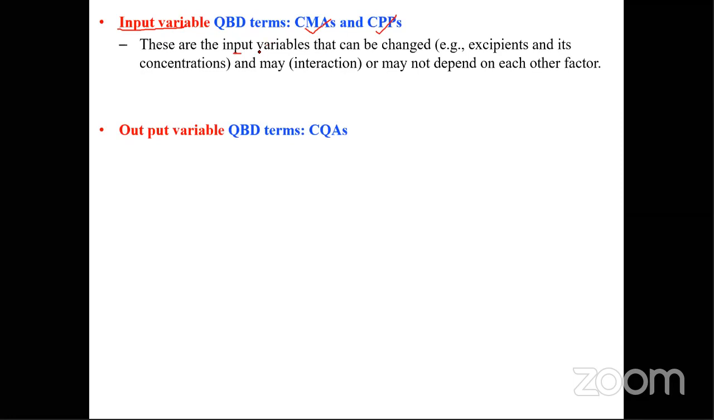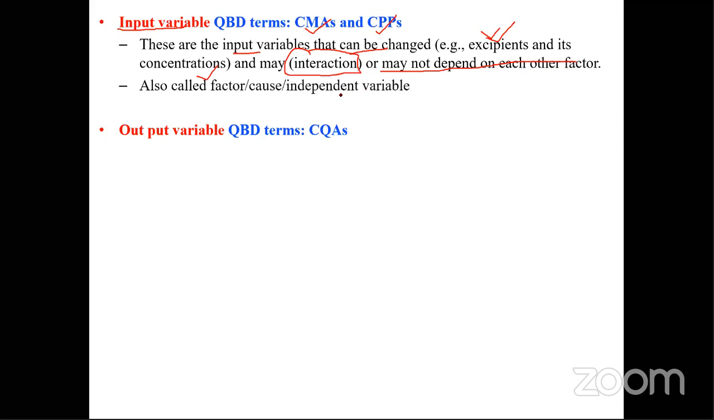The first terminology is called input variable. In QbD terms, this is also called critical material attributes or critical process parameters. So these are the input variables that can be changed. For example, excipients and their concentrations. Sometimes they may interact, as you've seen in the previous slides, where I showed how croscarmellose sodium and magnesium stearate interact with the dissolution. Or sometimes they may not interact with each other. We should understand that input variables are nothing but excipients and their concentrations, which sometimes may interact and sometimes may not.